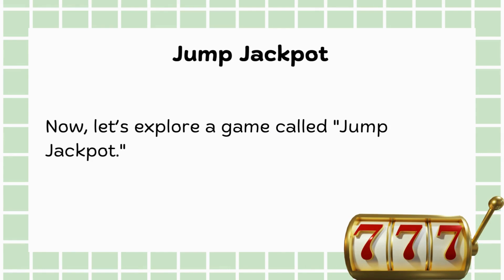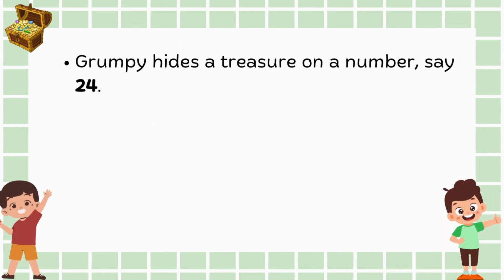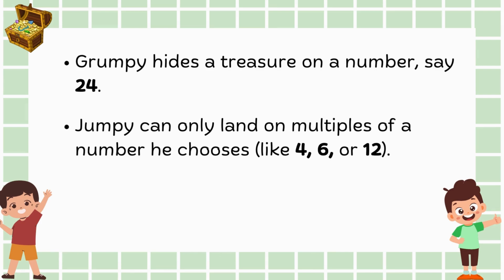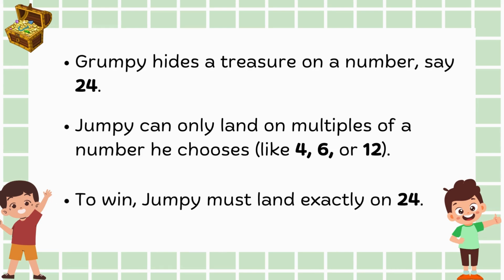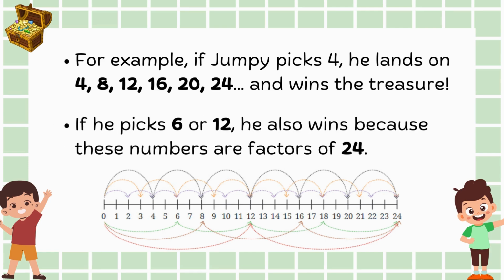Now let's explore a game called Jump Jackpot. In this game, Grumpy hides a treasure on a number, say 24. Jumpy can only land on multiples of a number he chooses, like 4, 6, or 12. To win, Jumpy must land exactly on 24. If Jumpy picks 4, he lands on 4, 8, 12, 16, 20, and finally 24, winning the treasure. If he picks 6 or 12, he also wins because these numbers are factors of 24.